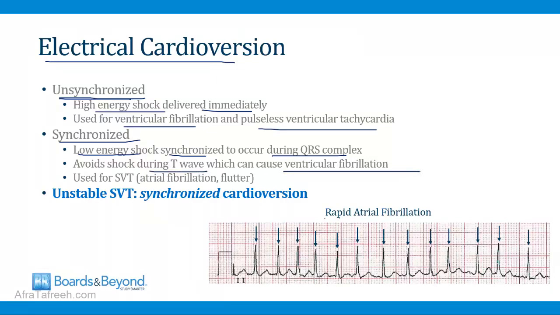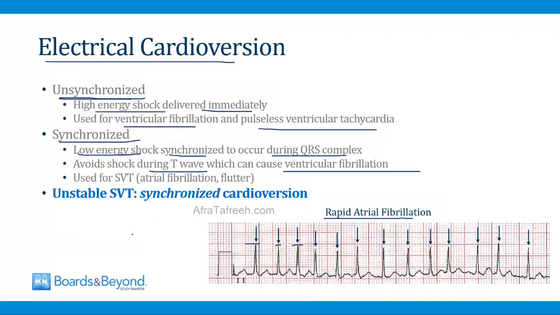So if you look at the bottom of the slide, this is a rhythm strip with rapid atrial fibrillation. If you saw this rhythm on the defibrillator machine and you pressed the sync button, the machine will place arrows over every QRS complex. That means the machine is recognizing the QRS complexes, and when you press the button, it will wait for the next QRS complex to deliver the shock, and then it will deliver that low energy shock.